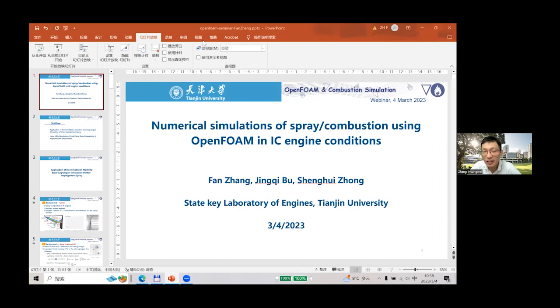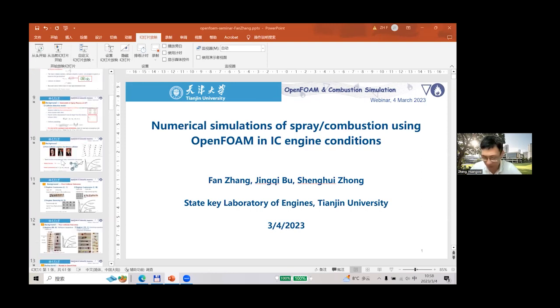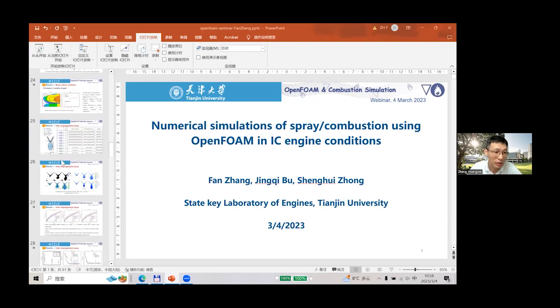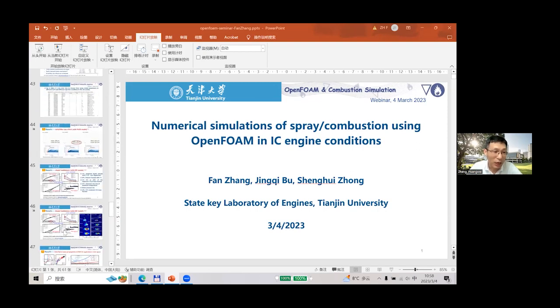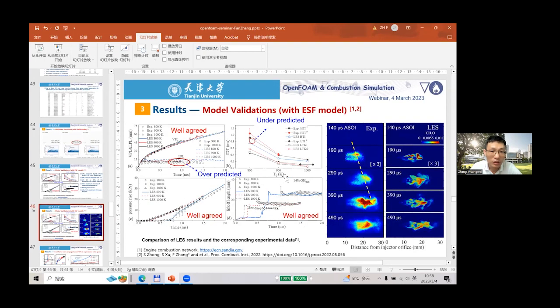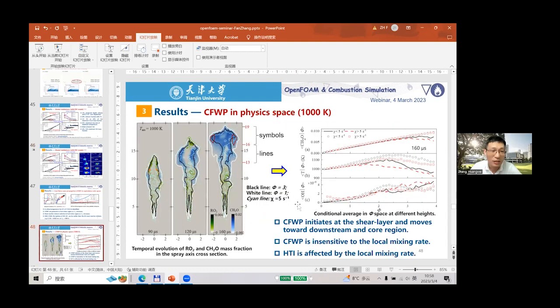Okay, so maybe I start first. For the second part you introduced, on slide 48, we have the contours for RO2 and also for CH2O. For the instant of 120 microseconds, why do we have a higher concentration of CH2O at the neck of the stoichiometric line? Maybe you already explained, but probably I missed something here.